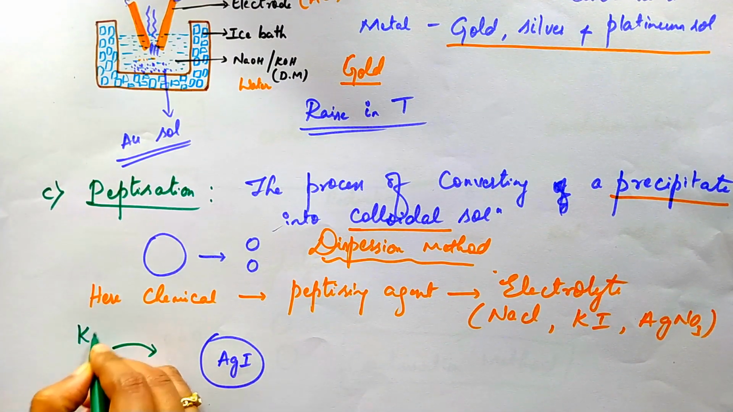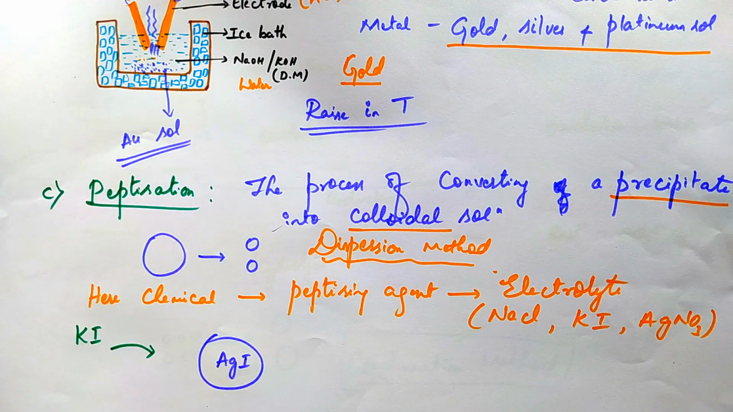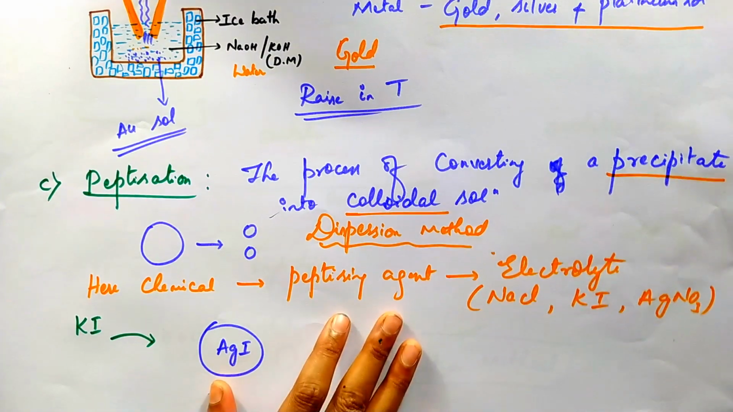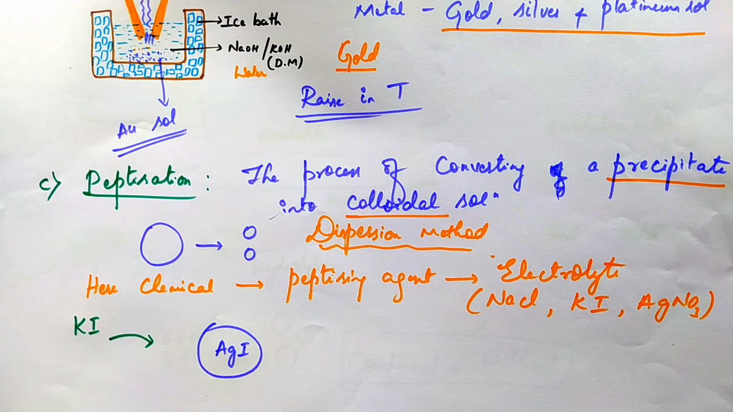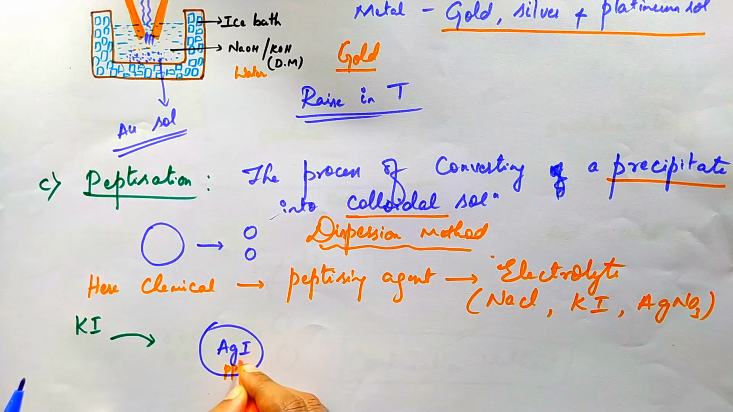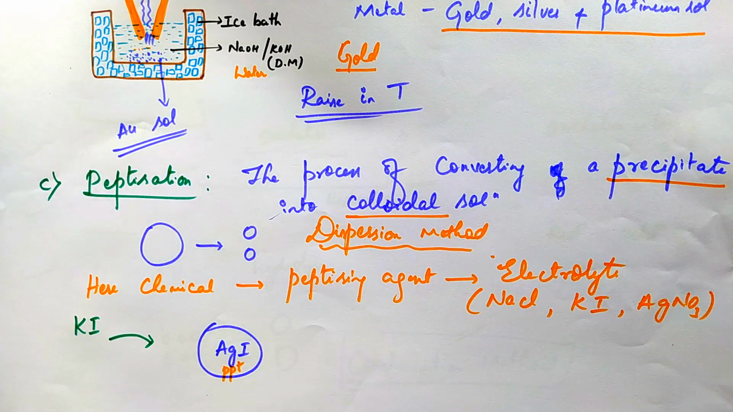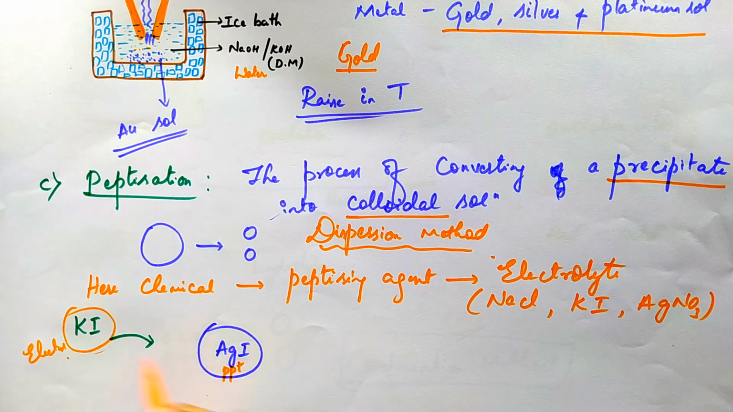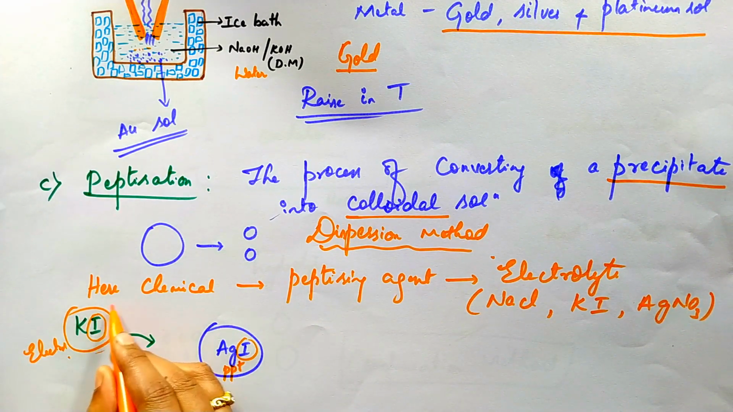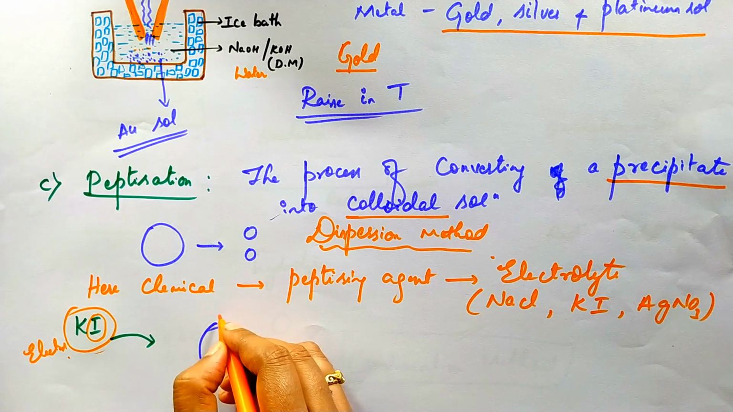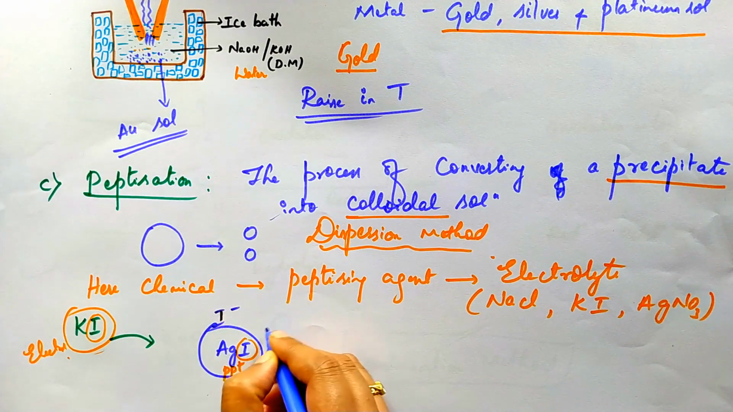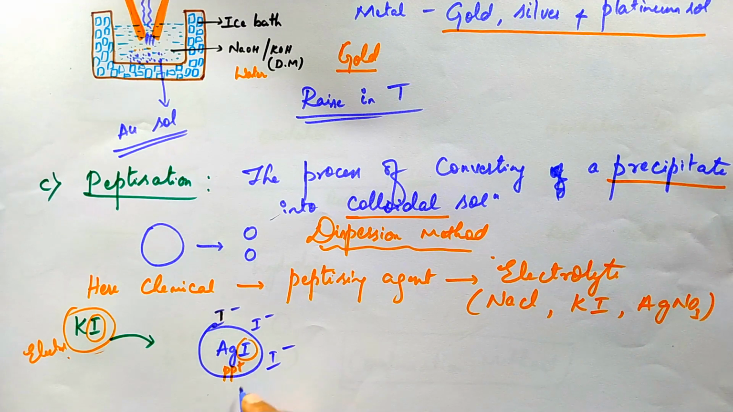That is potassium iodide. I am adding an electrolyte, potassium iodide. What happens now is this precipitate has a tendency to attract the common ion from the electrolyte. Which one is the common ion here? That is iodide. So this iodide is attracted by the AgI precipitate. Therefore it comes and is adsorbed on this surface.